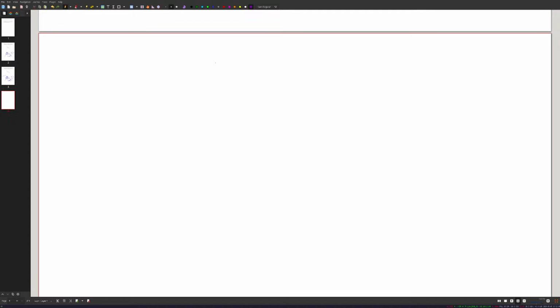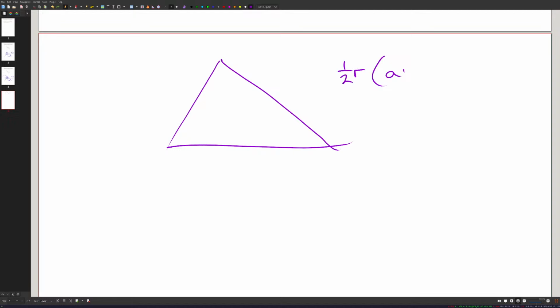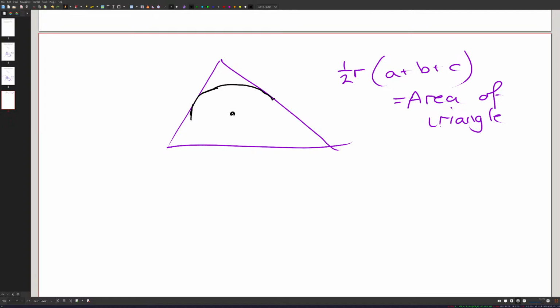So there's two ingredients we need here. And one of them is we're going to prove that R times, well, half of the in radius times A plus B plus C. So R times the so-called semi-perimeter is the area of the triangle. And the reason why this works, so here's the in center and here's our in circle.